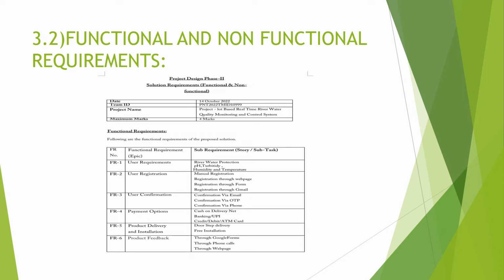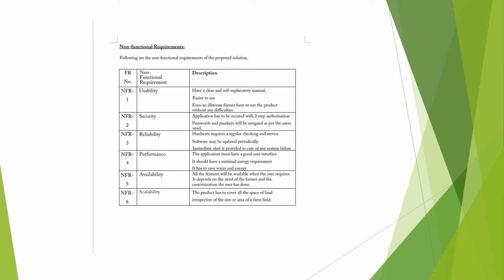This is our functional and non-functional requirements for a project, and we have mentioned the following below. User requirements such as river water protection, pH turbidity, and the user registration is manual registration, and that can be done also through web page form and Gmail. And user can confirm this by using email, OTP, and phone, and the other followings are listed. And these are our non-functional requirements.